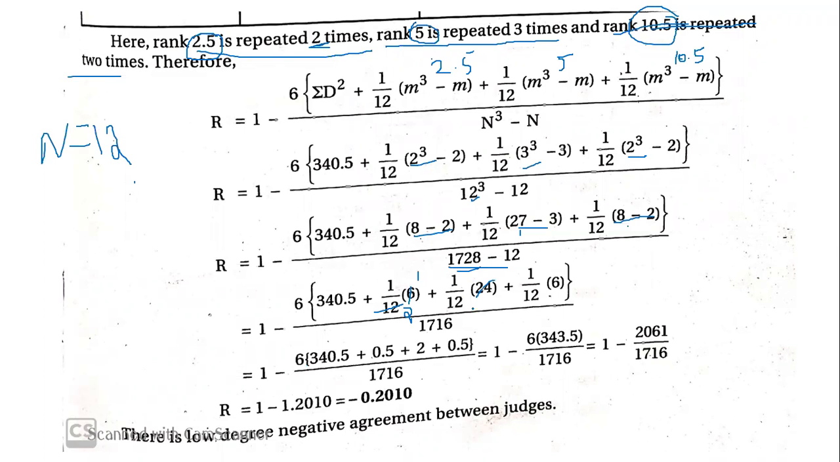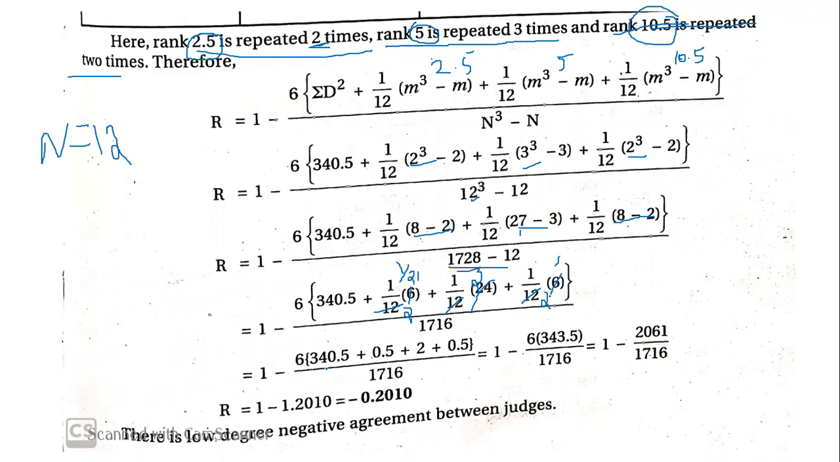Then the next step: 1 minus 6 into 340.5 plus, 6 by 12, 24 by 12, and again 6 by 12. So what will be the step here? I get 1 by 2, that is 0.5. I get 2 directly. Again I get 1 by 2, so 0.5, whole divided by 1716.